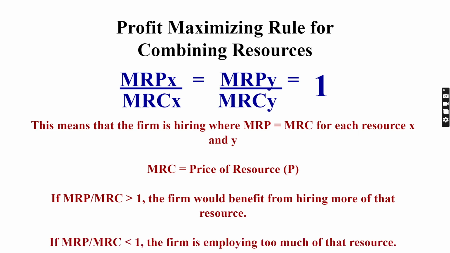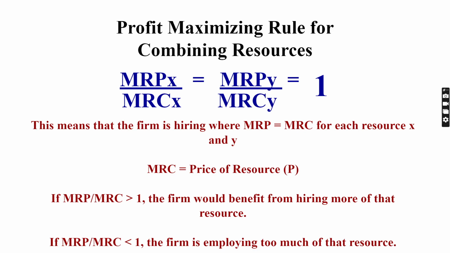Now, on the other side of that, if the marginal revenue product divided by the marginal resource cost is less than 1, then that means the firm is employing too much of that resource, right? That means the law of diminishing marginal returns has set in. That means the firm could be more efficient and maximize profit in a better way by actually employing less of that resource.